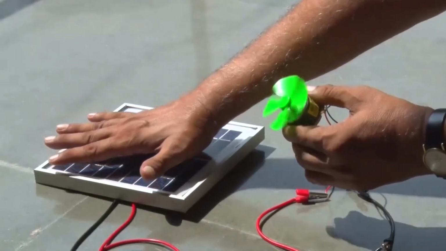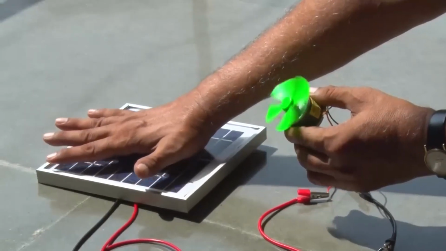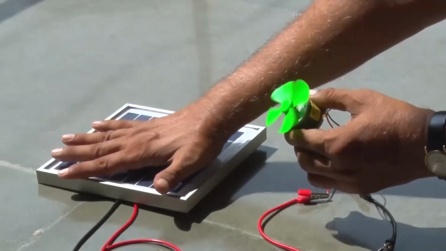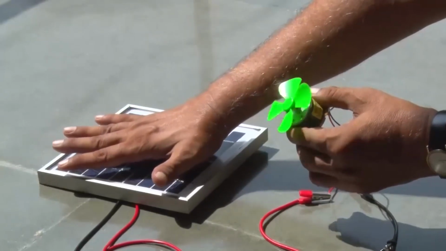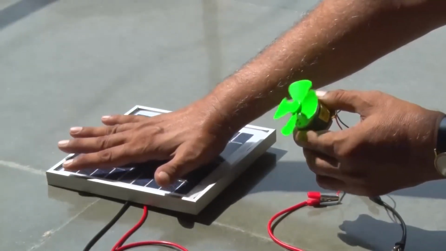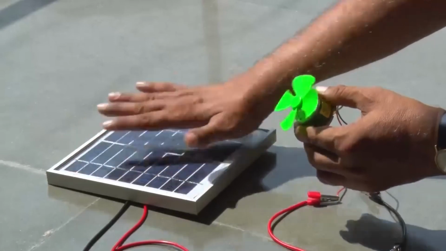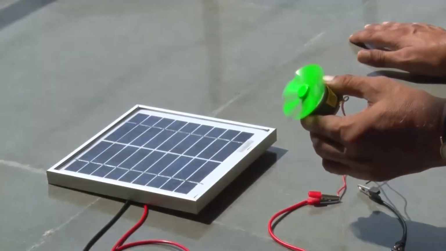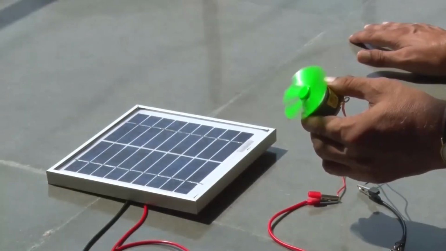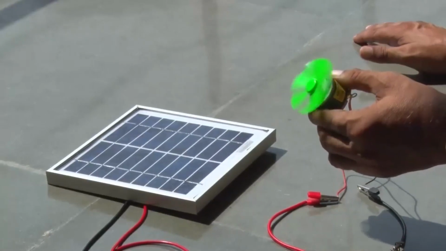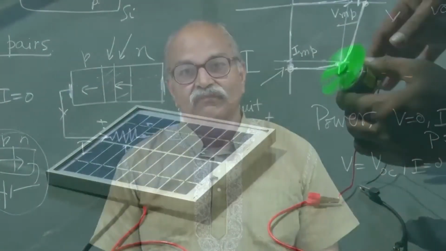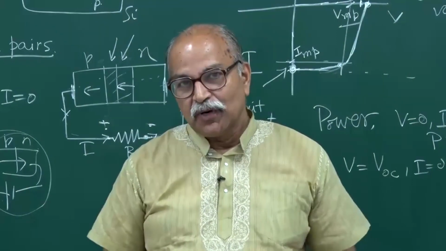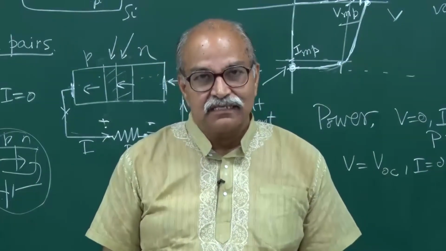So, much fewer electron hole pairs are being produced, and now many more electron hole pairs are produced. So, that is how a solar panel works. So, that is all about p-n junctions.